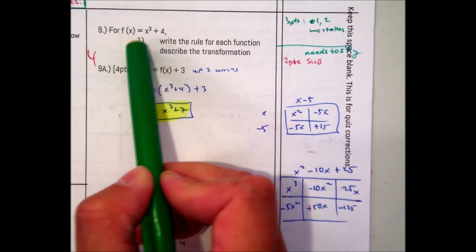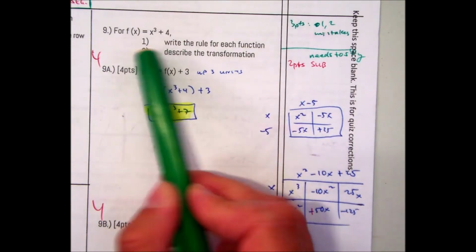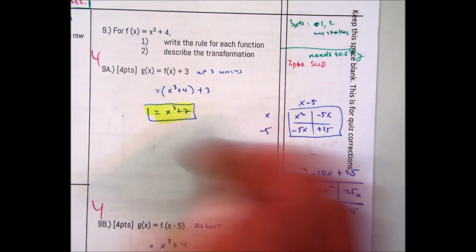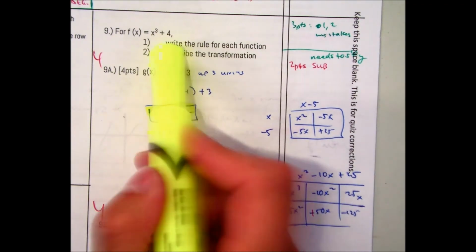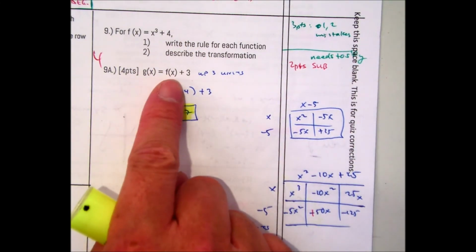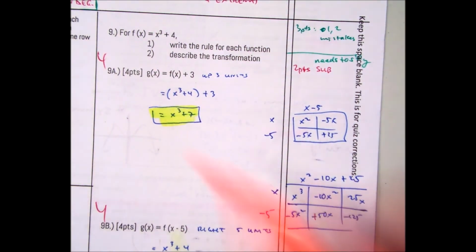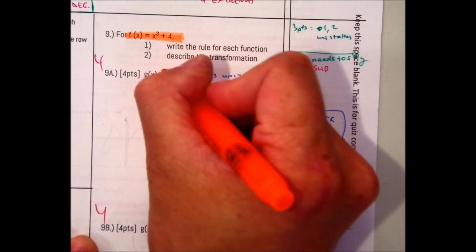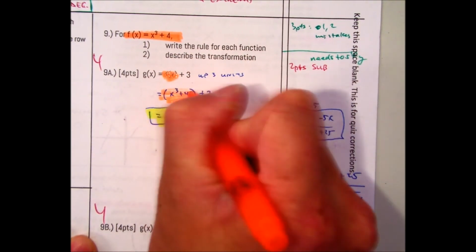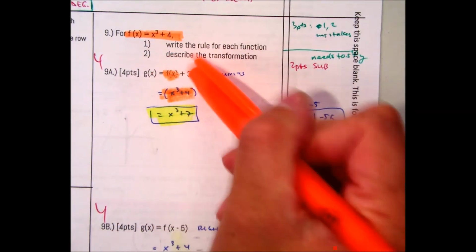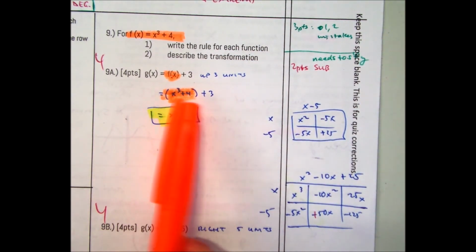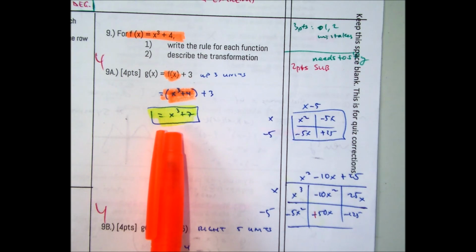Question number 9. For f of x equals x to the third plus 4, write a rule for each function. So I just took that from the warm-up we did the day before. It tells us, write a rule. So g of x equals f of x plus 3. So every time I see f of x, I can write x cubed plus 4. Notice how that plus 3 is on the outside of f of x. Since there's addition, I don't need the parentheses. You can just add the 4 and the 3. The answer is x cubed plus 7.